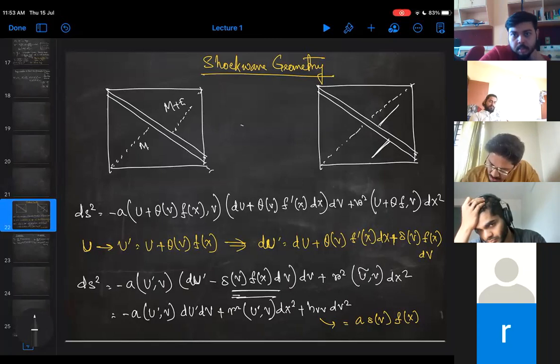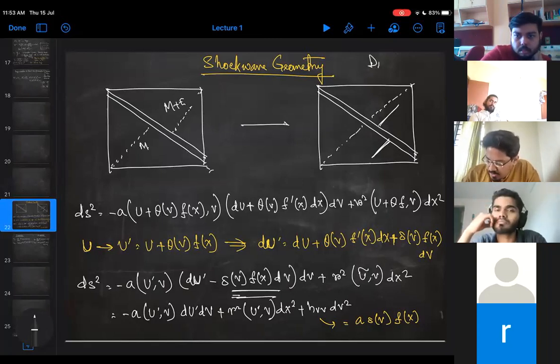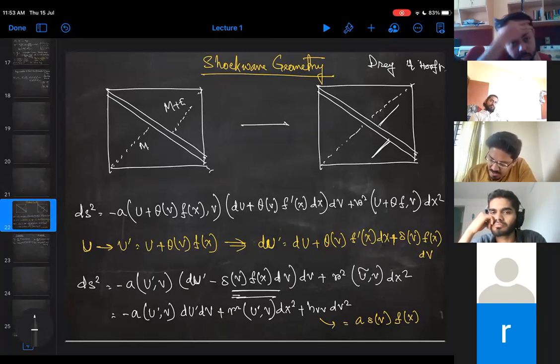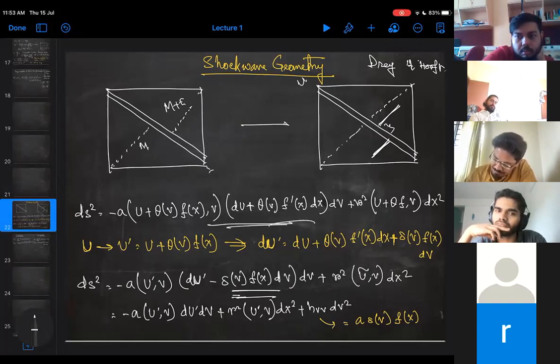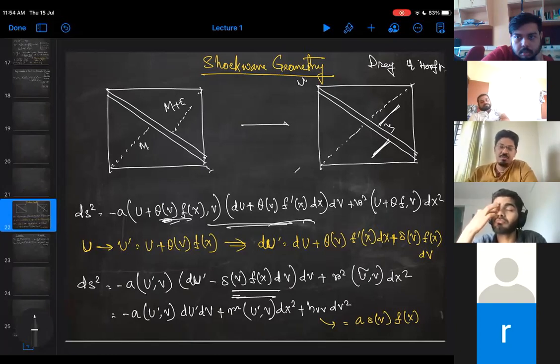However, as I said, there is an alternate picture which was worked out by Dray and 't Hooft. You say that both above and below the shock your geometry is the same BTZ, but you apply the prescription that whenever the trajectory crosses the shock, it suffers a shift in this U direction. So you can write the whole geometry in this way, with a theta function at V equal to zero. In the negative V region it does not contribute this term, so you have the usual BTZ, but above the shock the theta function comes into play, and the geometry in the upper half is given by this.